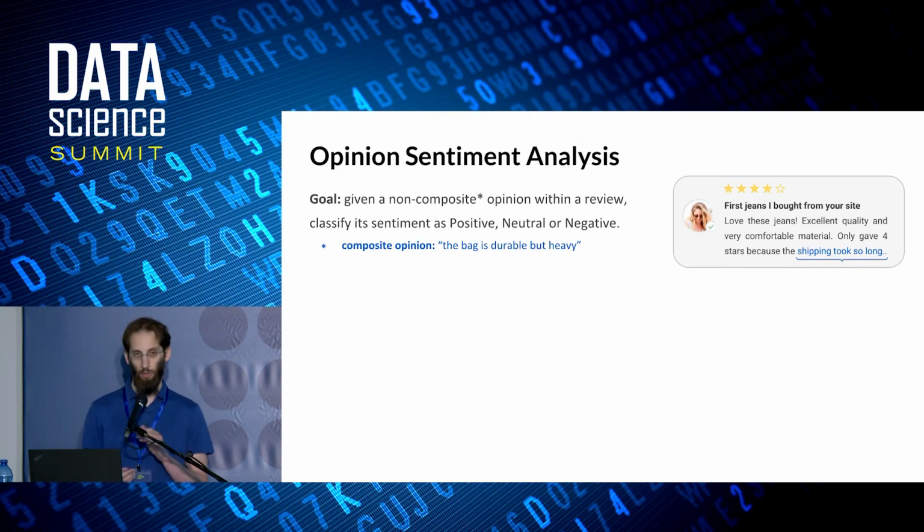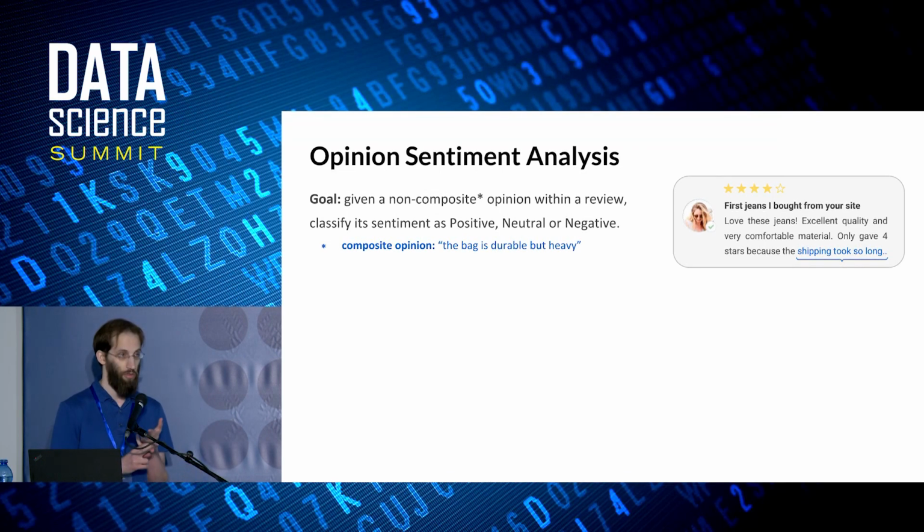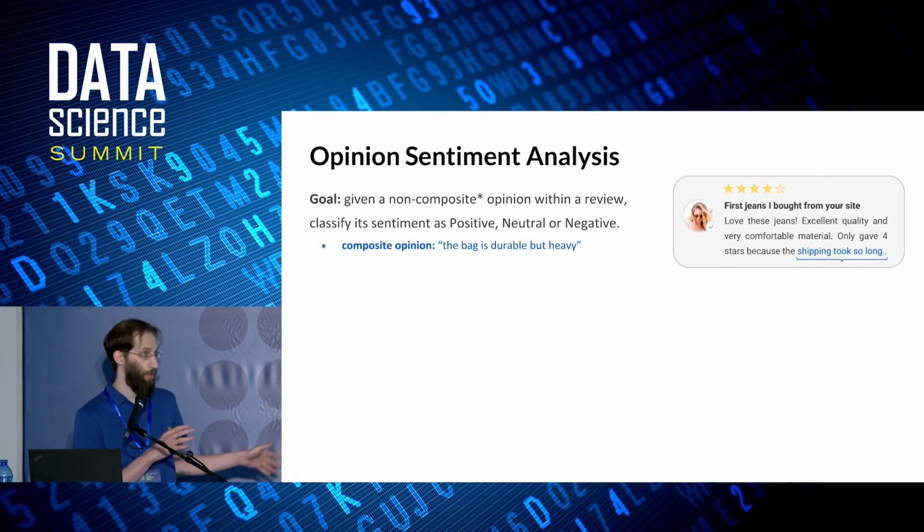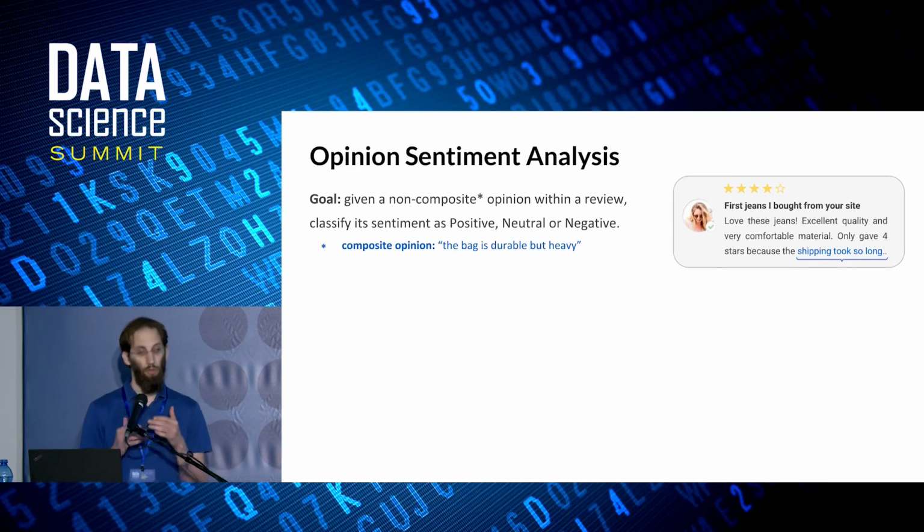So a composite opinion would be, for example, the bag is durable but heavy. This contains two separate opinions, which is the bag is durable, which is positive, and the bag is heavy, which is negative. Now, for the case of this problem, we're going to assume that the opinions that we're trying to classify are simple, of uniform sentiment, and belong to one of these three classes. And we'll assume that the first step returned opinions of that form.